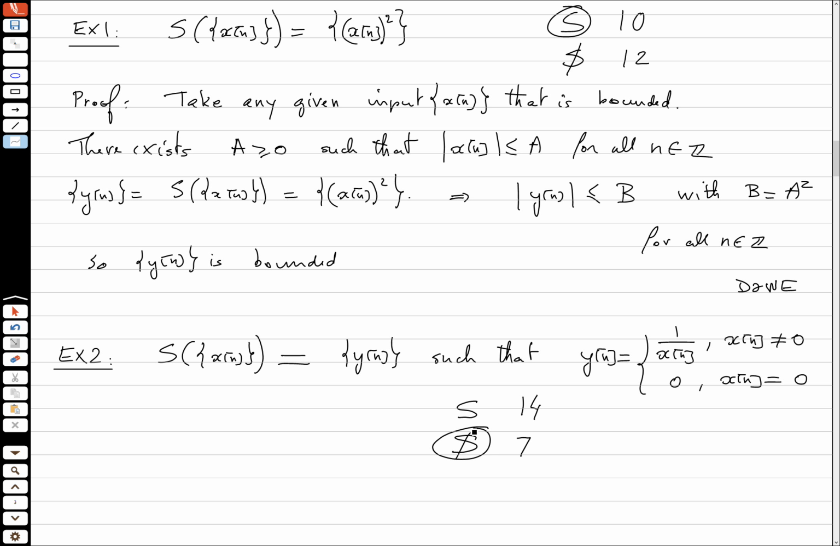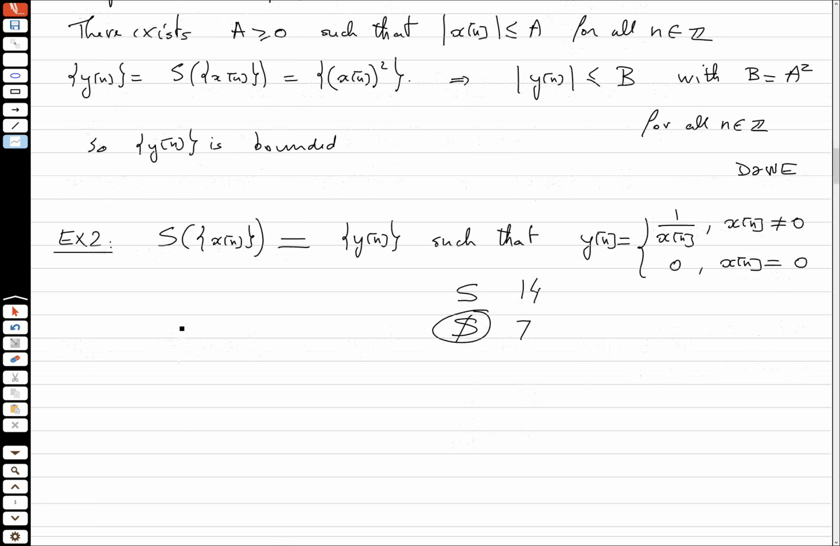The requirement for stability is to test with a bounded input. Is a bounded input allowed to be close to 0? Yes, that's the answer. There's no problem for a bounded input to be close to 0. But do you see what happens if this happens? It blows up. The output blows up.